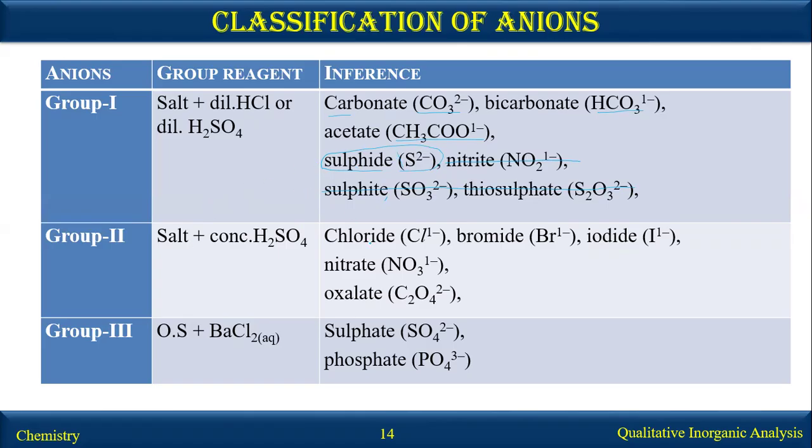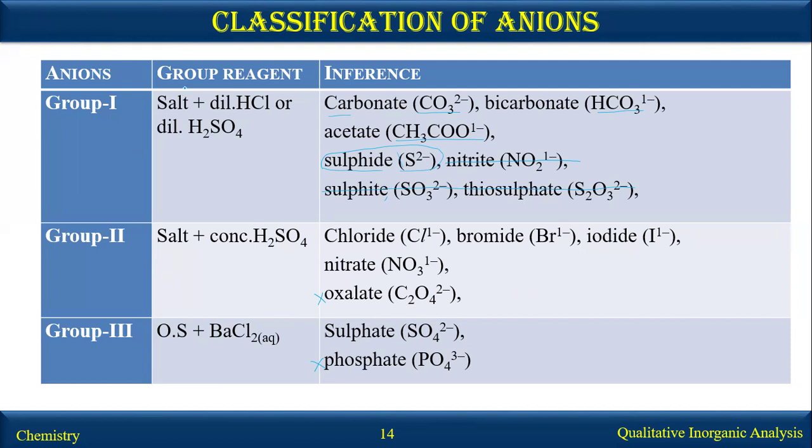In group 2: chloride, bromide, iodide, nitrate, and oxalate. Usually oxalate is not given in the colleges, but these are part of the syllabus in almost all the intermediate colleges in the province of Sindh. Group 3 contains two ions, sulfate and phosphate. Phosphate is usually not given in your colleges, but you should remember it, and you should remember the distinguishing test between sulfate and phosphate that we will discuss in other videos.